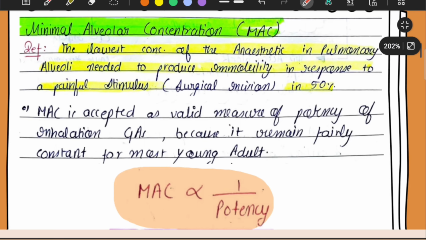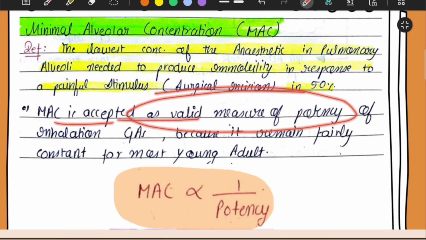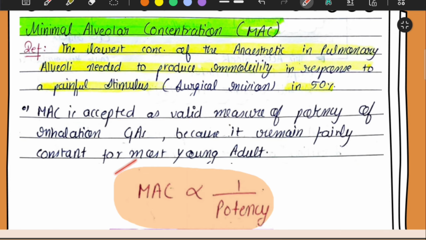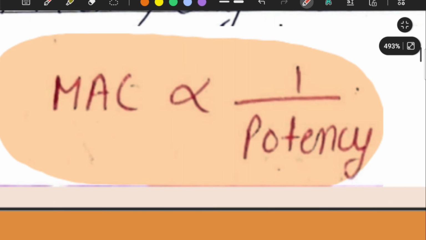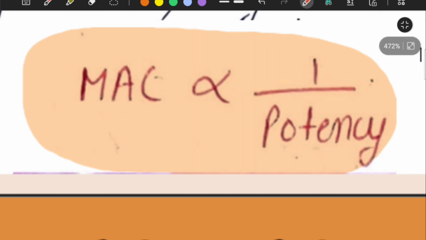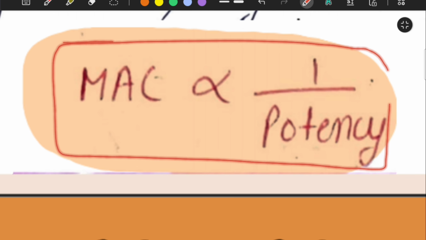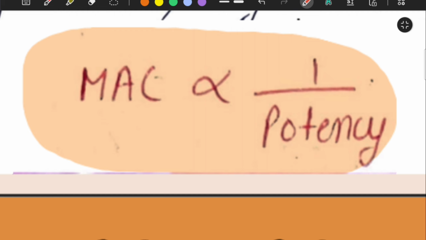Now, there is also one point: MAC is accepted as a valid measure for the potency of any inhalational gaseous anesthetic, because it remains fairly constant for most young and adult patients as well. There is a correlation between the MAC and the potency, which is inverse. How does this inverse relation go? If the minimum alveolar concentration is higher, more gaseous anesthetic is required, so obviously the potency of that particular drug is less. It means at more concentration, it is showing less effect.